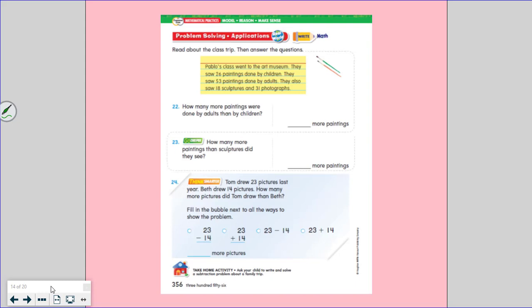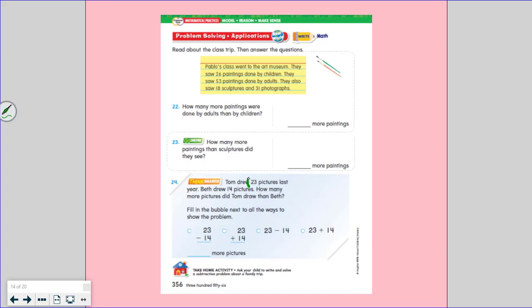Okay, and so number 24, Think Smarter, says Tom drew 23 pictures last year. Beth drew 14 pictures. How many more pictures did Beth draw than Tom? So that's telling me I got to find the difference between how many pictures they drew. And then it says fill in the bubble next to all the ways to show the problem, and then we have to solve it. So why don't I solve it first?